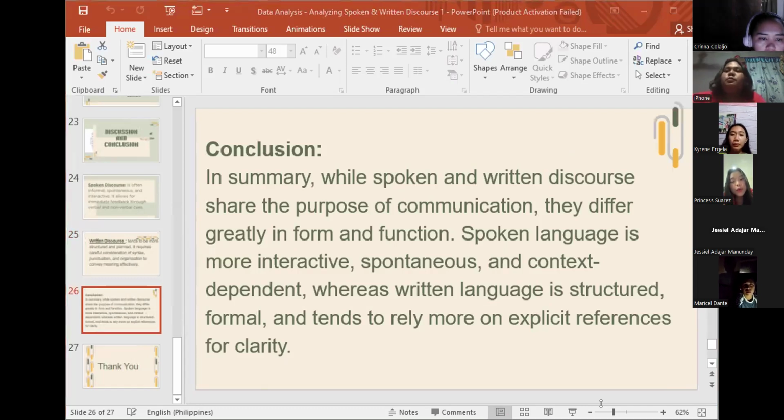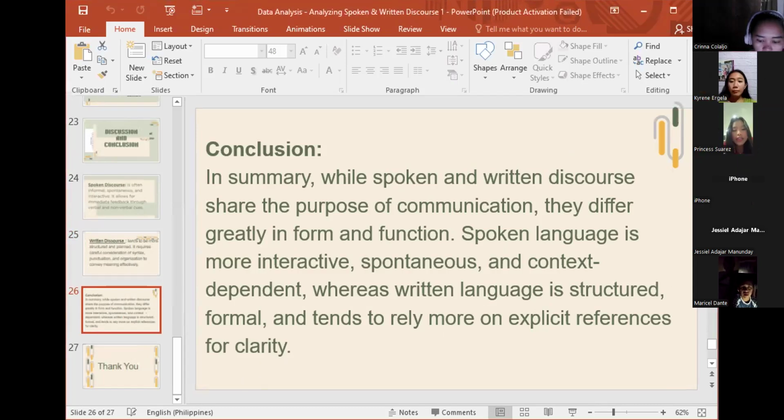So, in summary, while spoken and written discourse share the purpose of communication, they differ greatly in form and function. Spoken language is more interactive, spontaneous, and context dependent, whereas written language is structured, formal, and tends to rely more on references and clarity. Understanding these differences is crucial for improving communication, whether in education, the workplace, or media. By recognizing the distinct features of both spoken and written discourse, we can enhance our skills in both speaking and writing. So that ends my topic. Thank you.